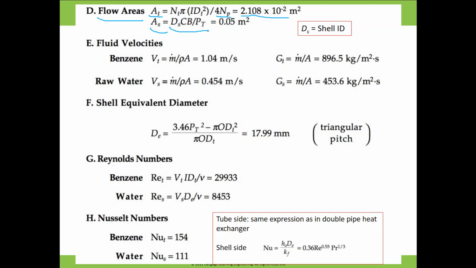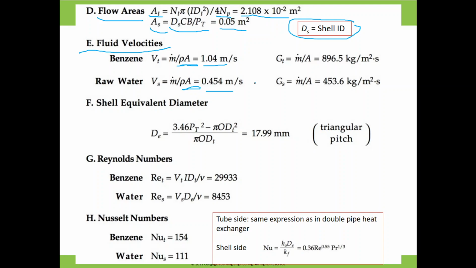So we are using the formula for the shell side area, which comes out to be 0.05 meters square. Remember here that when we say DS, the DS means shell inner diameter. After that, the next step is to find the velocities. The tube side velocity is the mass over rho A. This A means tube area, AT, and for the shell side A means AS. Then we find the tube side velocity comes out to be 1.04 and the shell side is 0.454 meter per second.